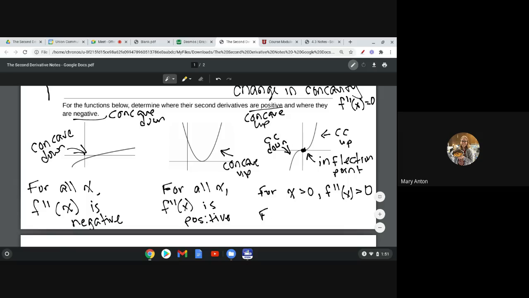And then when x is less than 0, so that means to the left of that inflection point, what does that tell us about our second derivative, y'all? Say it louder. It's less than 0.